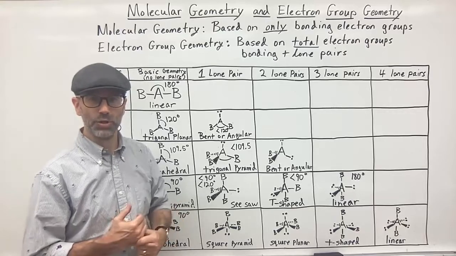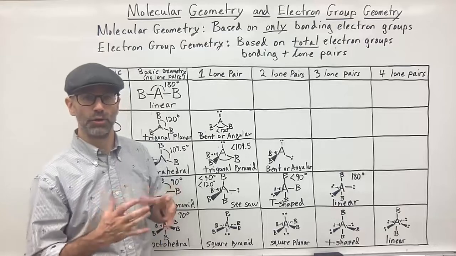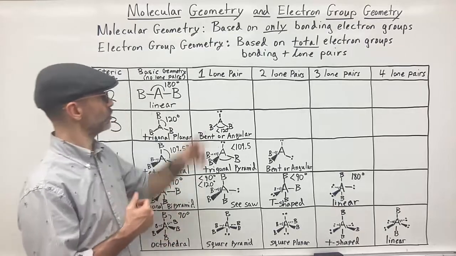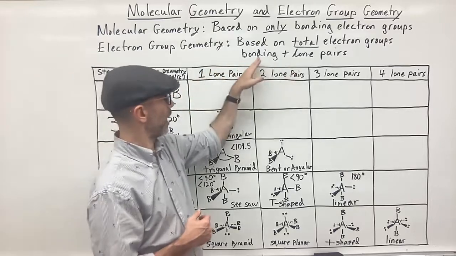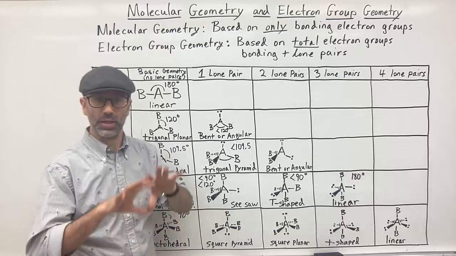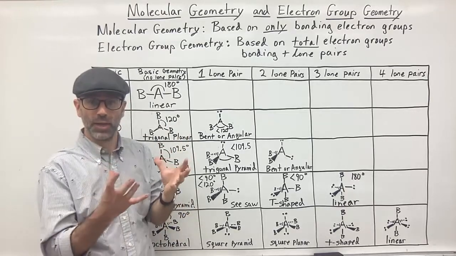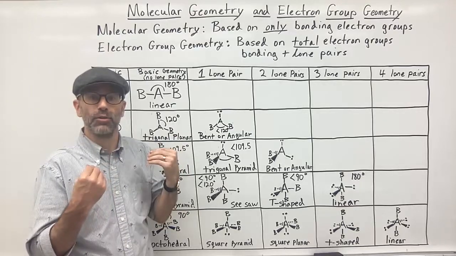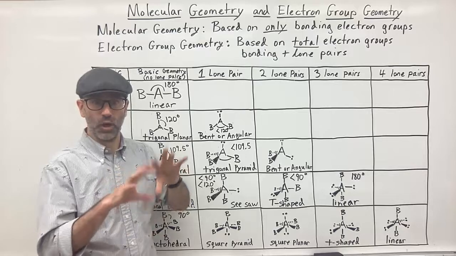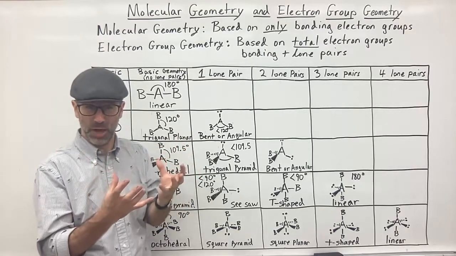The electron group geometry is based on the total number of electron groups around your central atom, including bonded atoms and lone pairs. So bonding pairs or bonding groups and lone pairs are included. And so we count up all of those groups and we give the shape that it would have if those lone pairs were actual atoms. So we kind of look at the whole thing and determine the shape based on everything around it.